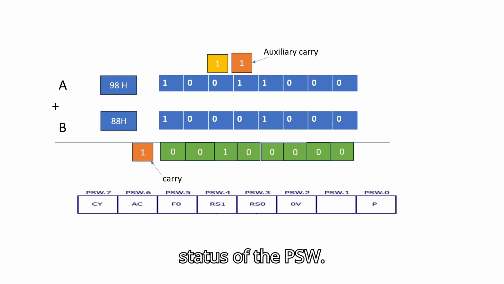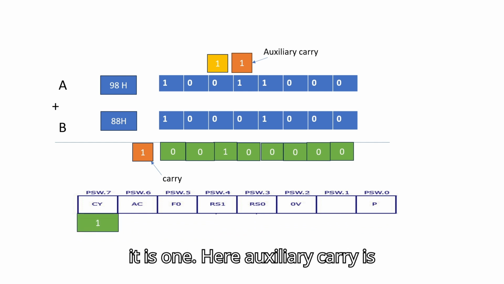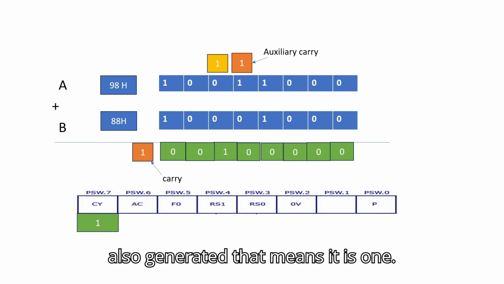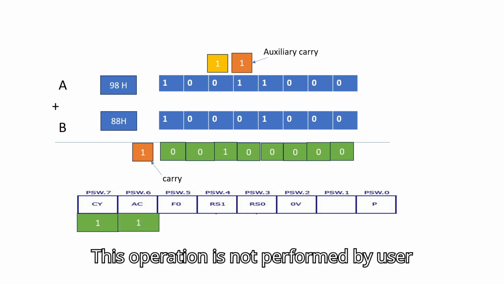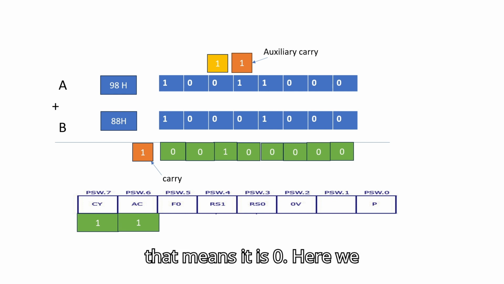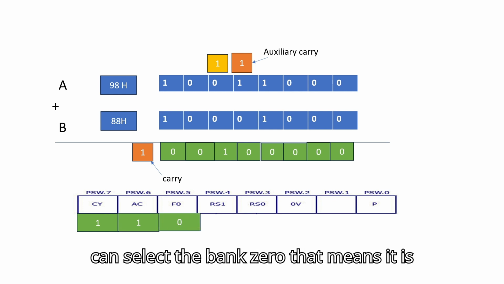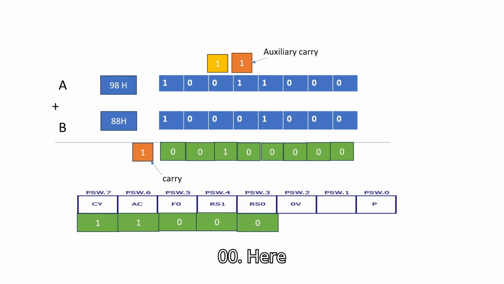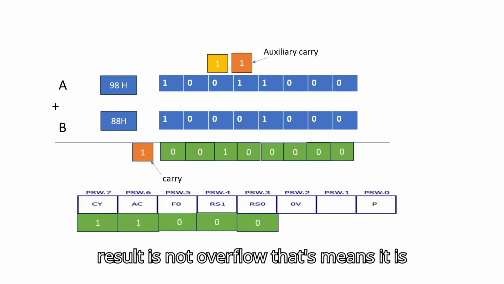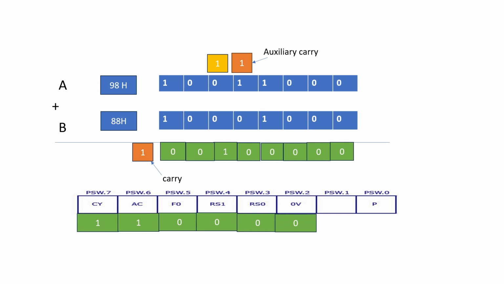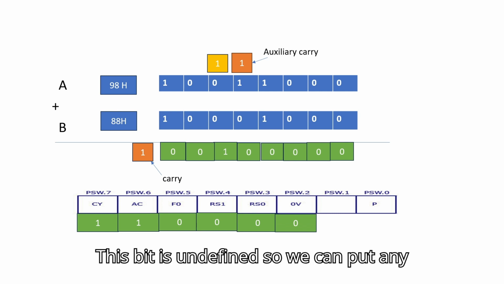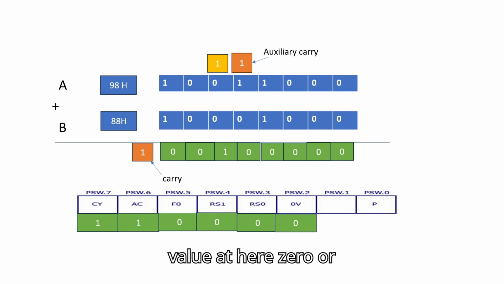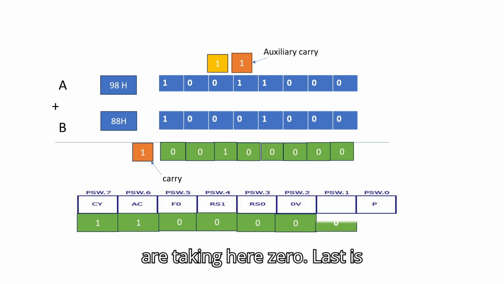Now see the status of the PSW. Here carry flag is generated, that means it is 1. Here auxiliary carry is also generated, that means it is 1. This operation is not performed by user, that means it is 0. Here we can select the bank 0, that means it is 0 0. Here result is not overflow, that means it is 0. This bit is undefined, so we can put any value here, 0 or 1. We are taking here 0.